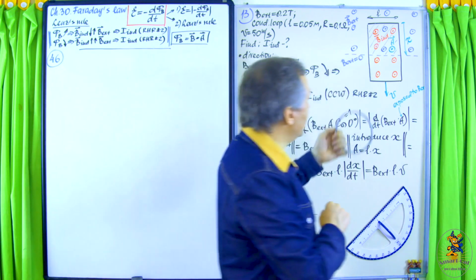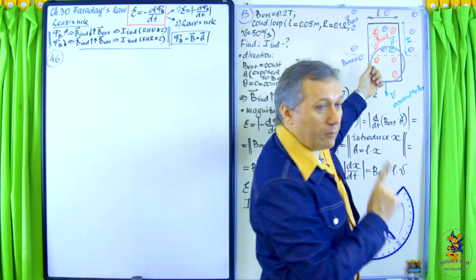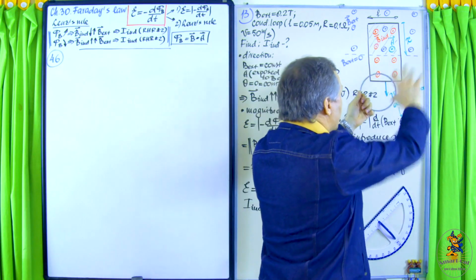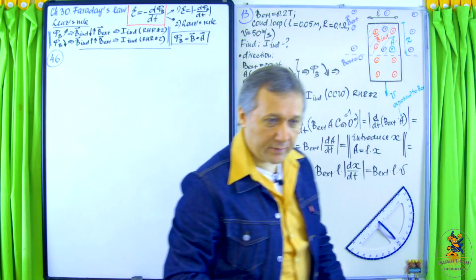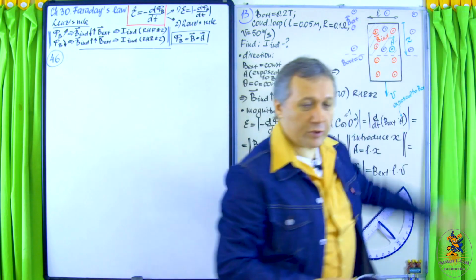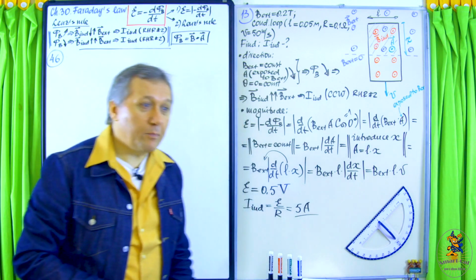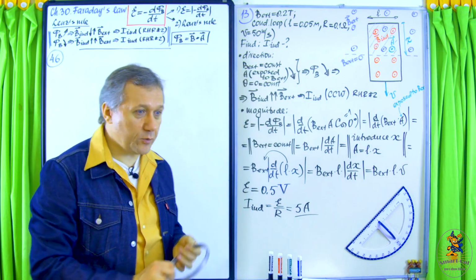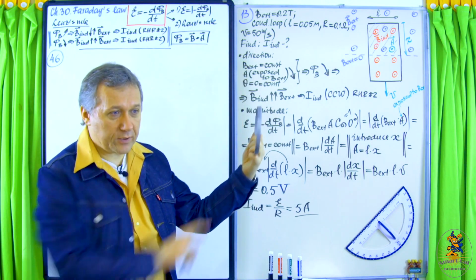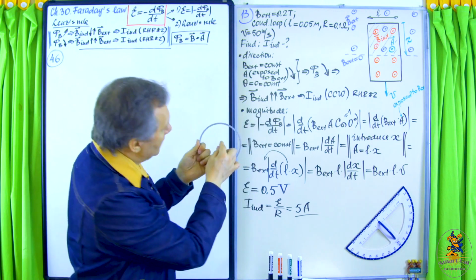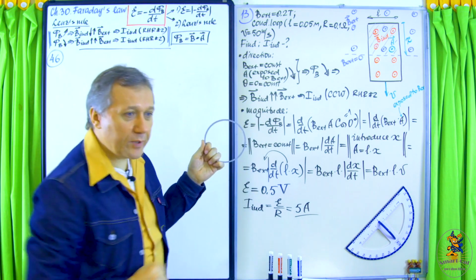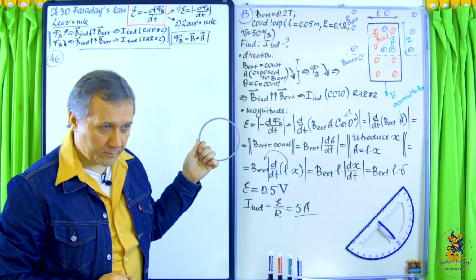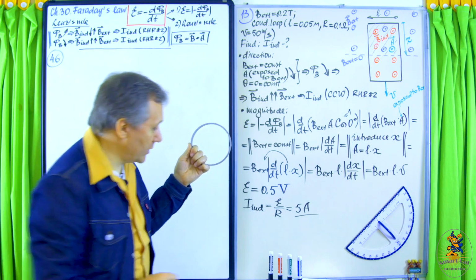Now, in this situation, we have a loop, but it's partially exposed to the external magnetic field. Only the upper part was exposed to the magnetic field. But what if we make this situation, again, the same single loop, and only the central part of the loop will be exposed to the magnetic field. How can we do that?